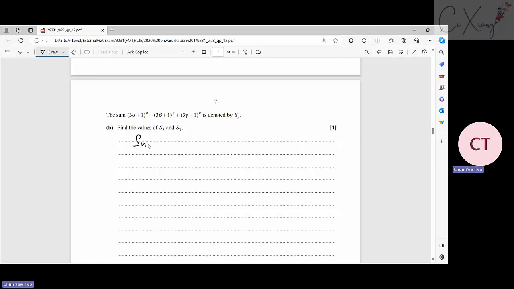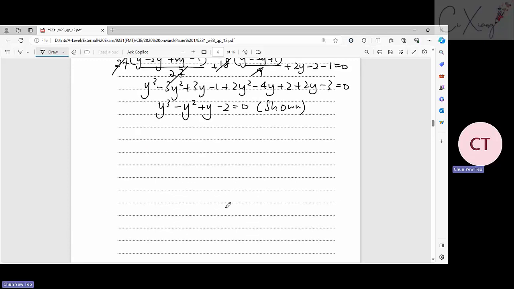They are saying that Sn is equal to (3α+1)^n + (3β+1)^n + (3γ+1)^n. Okay, so this is your Sn. So to find S2, you just need to take from here, because all the roots over here are in the form of 3α+1, 3β+1, and 3γ+1.